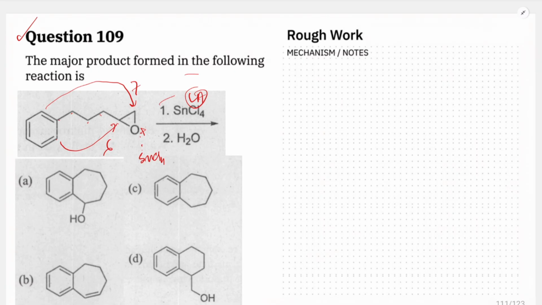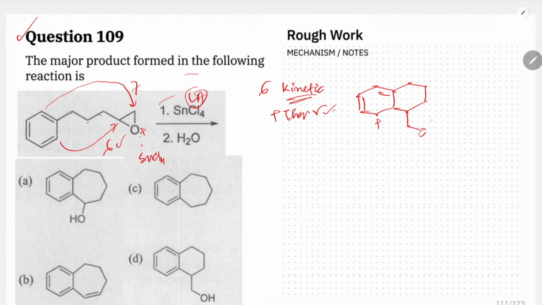But we know that this 6-member ring is kinetically and also thermodynamically more favorable. So we'll get, now this is a 6-member ring and this bond is broken. Okay, fine. The reaction will proceed through the 6-member pathway. Now it is again this O minus, and after workup with H2O we will get the final product as D.